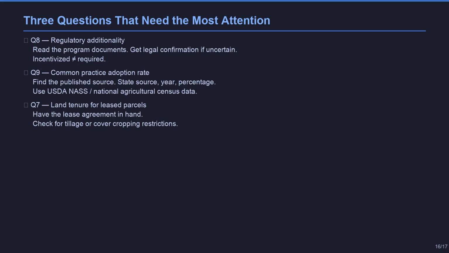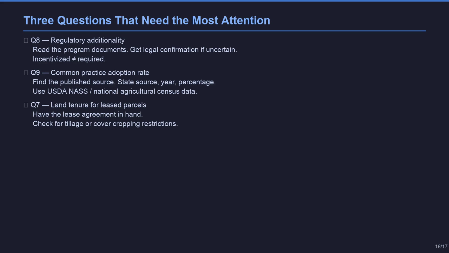Regulatory additionality. Read the actual program documents. If there's any ambiguity about whether the practice is required or merely incentivized, get a 1-paragraph legal opinion confirming it's voluntary. Common practice adoption rate. Find the published source. State the source, the year, and the percentage explicitly in your documentation.